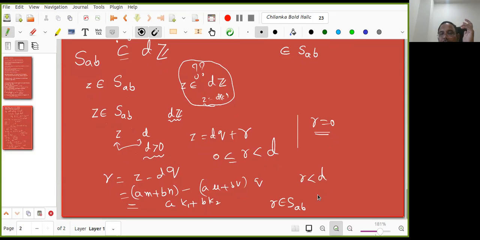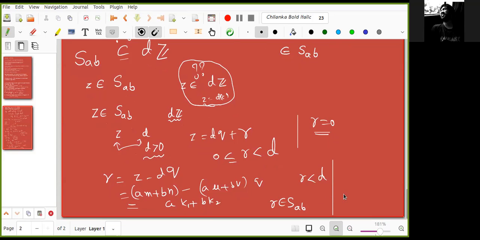Not contradiction. Abhi tak contradiction nahi aaya tha. Yeah, so if we assume that R is positive. That is what I asked before. Are you assuming that? So now there are two choices for R. R is 0 or non-zero. If R is 0, we are done. That is what we want also. If R is non-zero, that is a contradiction because R is positive and it is in SAB, but D is the least positive.